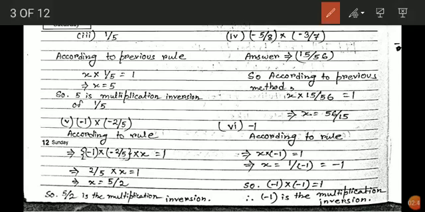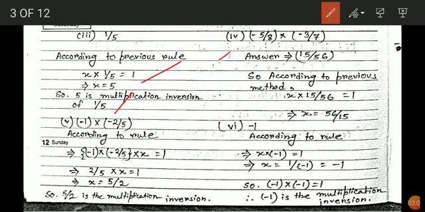Next, question number 3. The question is to find the multiplicative inverse of 1 by 5. According to that process, x into 1 by 5 equals 1, so the multiplicative inverse will be 5. So 5 is the multiplicative inverse of 1 by 5.